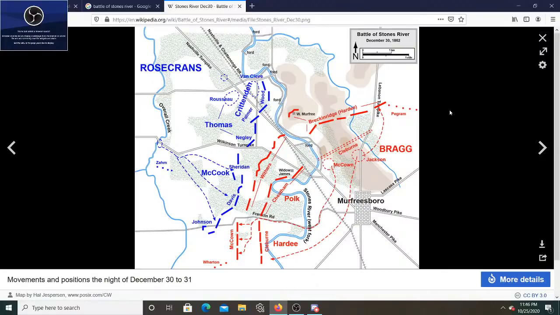It's a crucial victory in that it gives Lincoln a win when he needs one with the Emancipation Proclamation coming in. It also gives him a win in the midst of a season of defeats, mostly Fredericksburg and Chickasaw Bayou, which is right outside Vicksburg. And the Confederate command structure in the West never recovers from this battle.